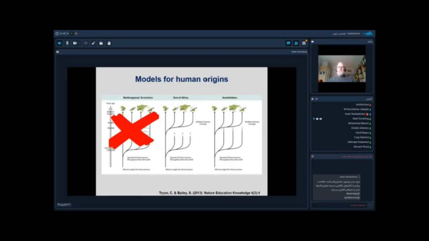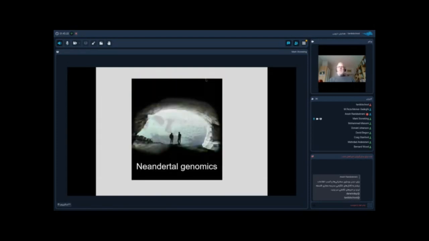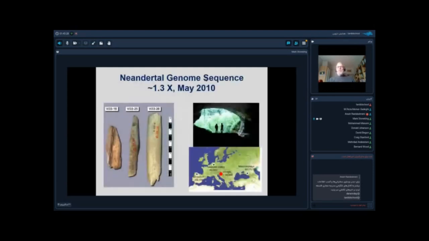But we do now have an answer as to which of these is the best model for human origins. And that comes from additional data, not from modern humans, but genome sequences directly from archaic humans, so Neanderthal genomics. The first Neanderthal genome sequence was produced in 2010. It was a very messy sequence, very low coverage, lots of errors, but it was sufficient to address this question of whether or not there's any Neanderthal ancestry in modern human populations.